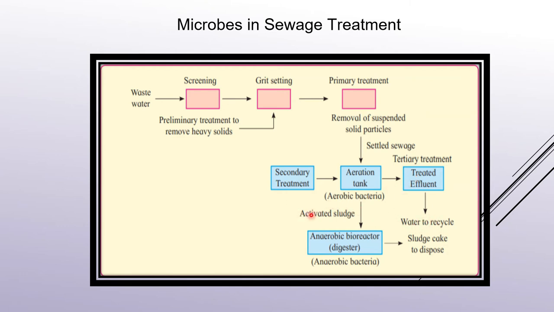Whereas the sludge, the activated sludge formed due to this decomposition reaction caused by aerobic bacteria, that is, the complex substance degraded into simpler ones, is now sent into an anaerobic bioreactor, that is, a digester, and the action of anaerobic bacteria starts, because anaerobic bacteria do not require oxygen, and finally the sludge cake is sent for disposal. So this is the basic treatment where the microorganism plays a very important role in sewage treatment.